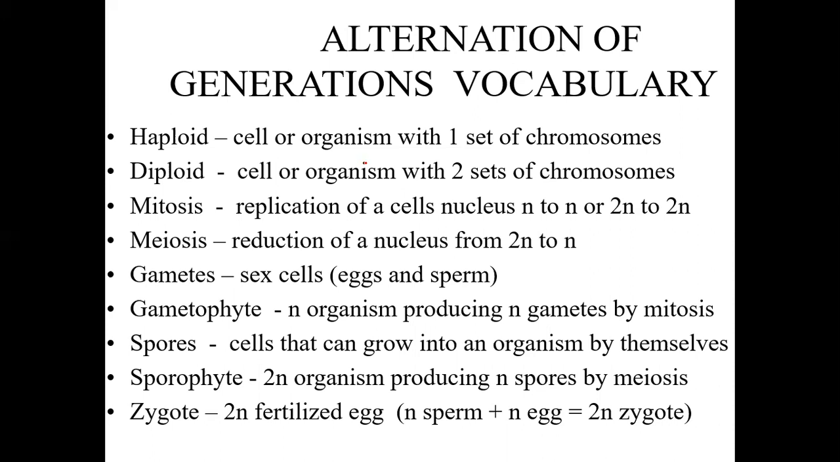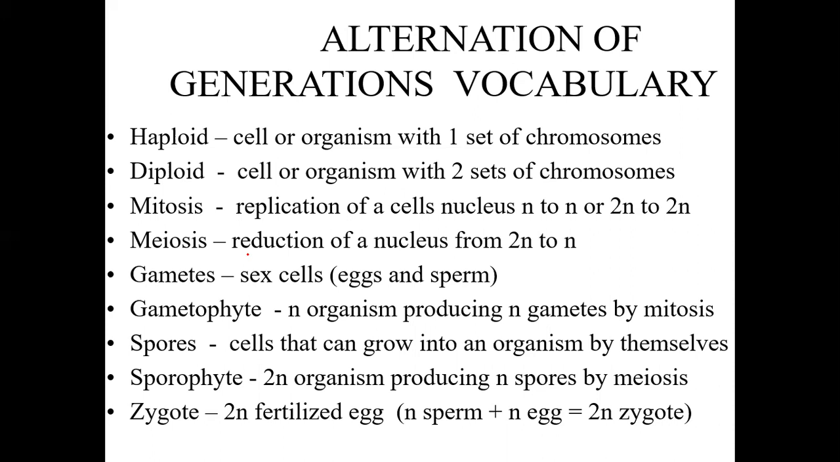And we'll see that the sporophyte is the one that does the meiosis to create the spores. Gametes are the sex cells, the eggs and the sperm. They're always haploid so that they can fuse together to form the diploid cells. Gametophytes are haploid organisms. Gametophytes are always haploid, and they produce haploid gametes. And so since you're going from haploid to haploid, it's mitosis.